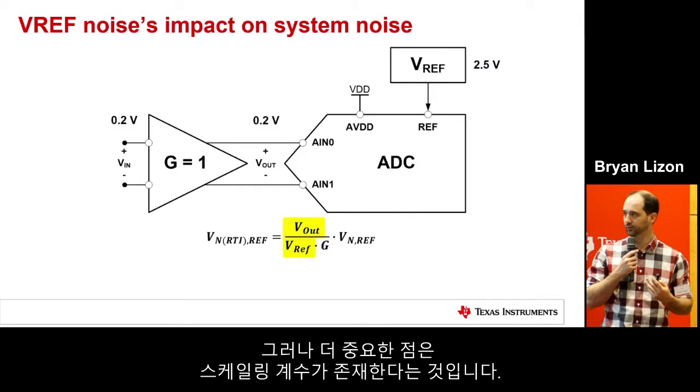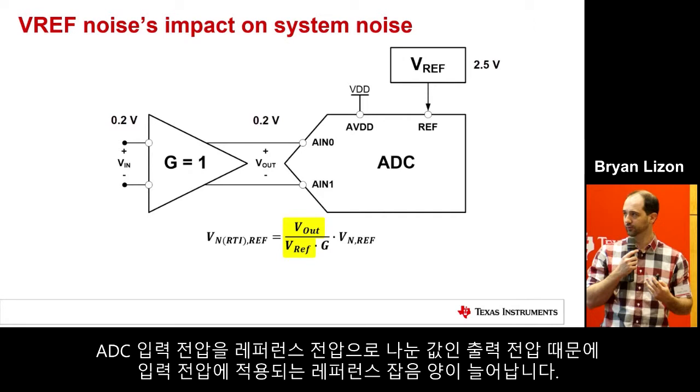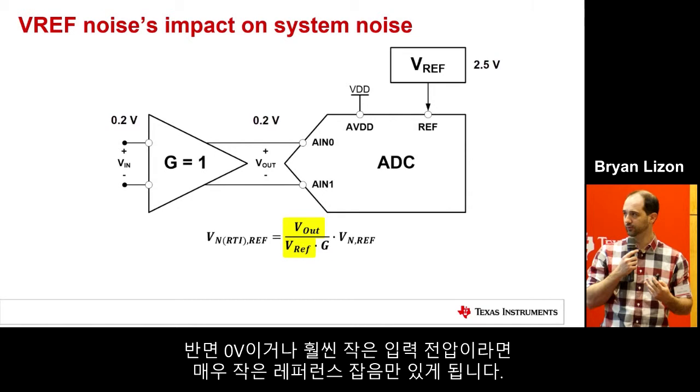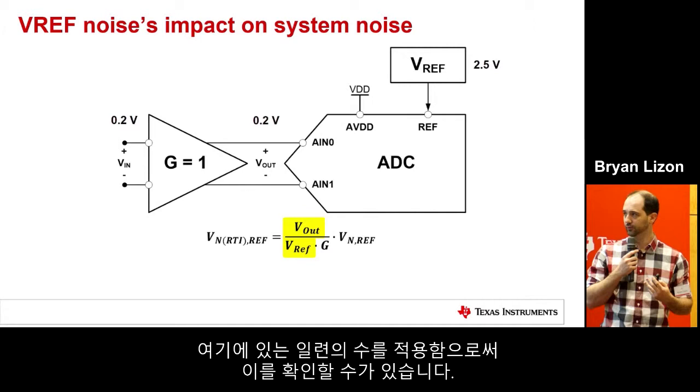But the more important thing actually is this scaling factor here. The output voltage, which is just the input to the ADC, divided by the reference voltage, is actually scaling the amount of noise the reference applies to the input here. So effectively what that means is if you apply a full-scale signal where your output is equal to the reference, you're going to get all of your reference noise at the input. Whereas if you had 0 volts, or a much smaller input voltage, then you would have very little reference noise. And you can see that by just applying the numbers we have here.